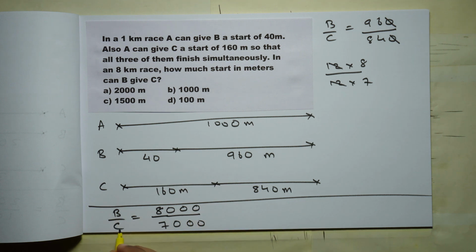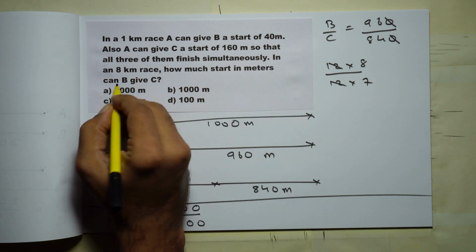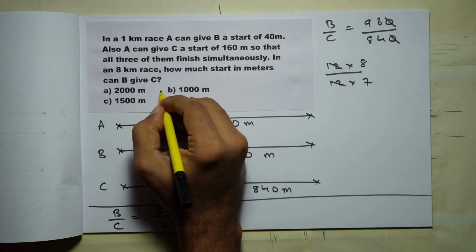So B should allow C to run for initially for 1000 meters. Then they will finish simultaneously. So in an 8 kilometer race, how much start in meters can B give C? B can give C 1000 meters. So option B, 1000.